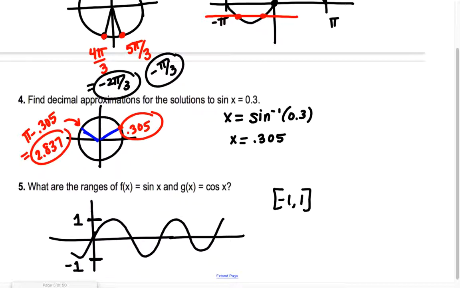Oh, I guess I didn't, for number 4, say it was on 0 to 2 pi. I didn't specify that it was only those answers, so maybe we should do a plus 2 pi k. Right, so you can continue to go around and around and around.